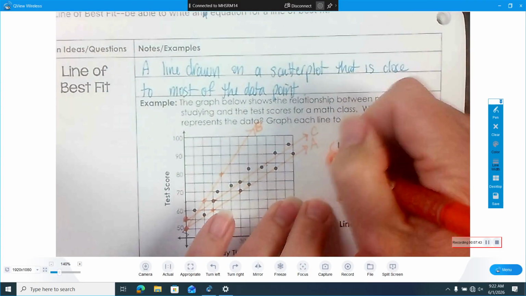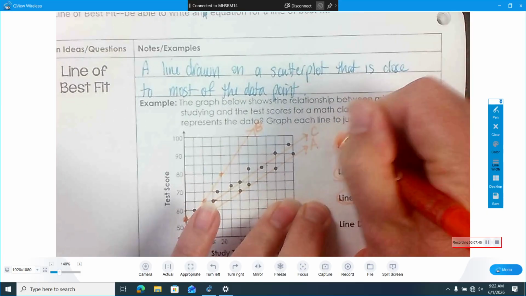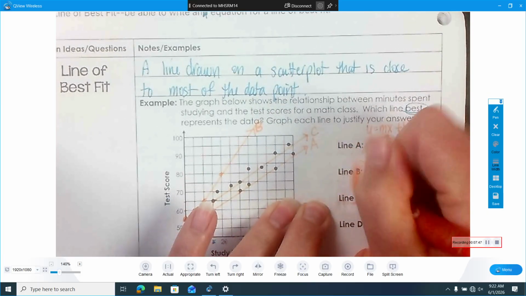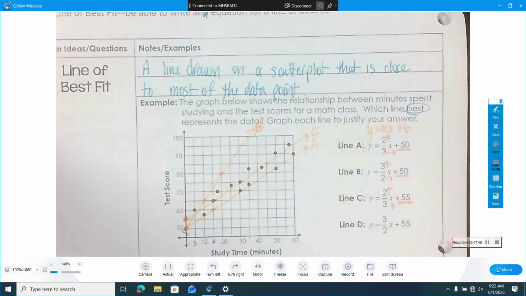Oh, I shouldn't be circling all of these. All right, which line's the best, A, B, or C? C, okay.